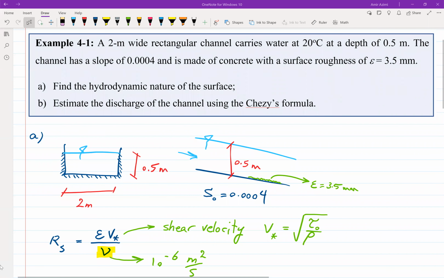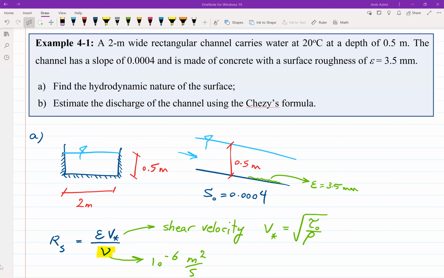Example 4-1 is about a 2-meter wide rectangular channel which carries water at 20 degrees centigrade at a depth of 0.5 meter. The channel has a slope of 0.0004 and is made of concrete with a surface roughness of epsilon equal to 3.5 millimeter. So the question asks to find the hydrodynamic nature of the surface and estimate the discharge of the channel using the Chezy formula.